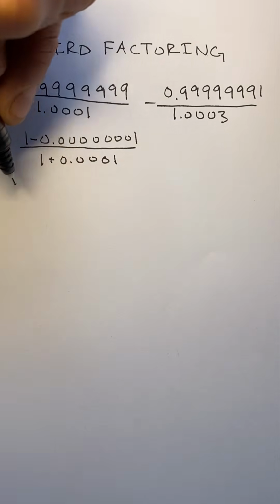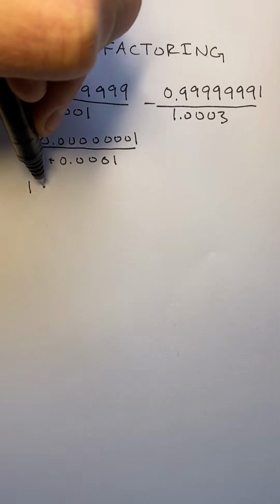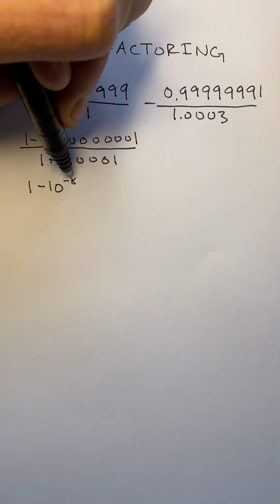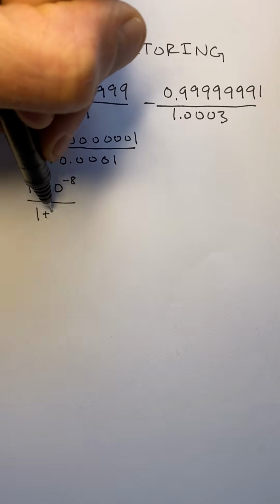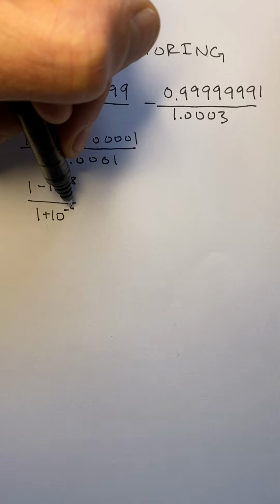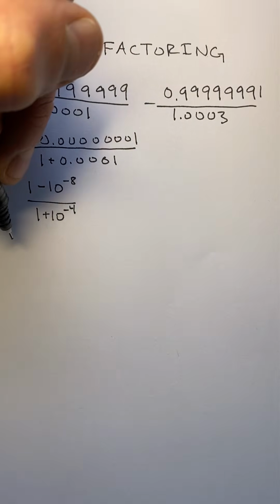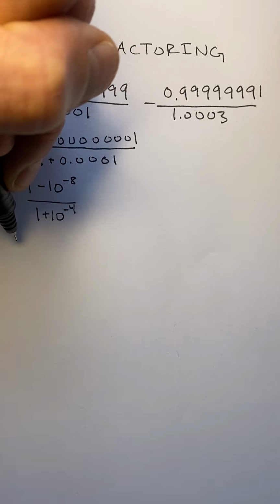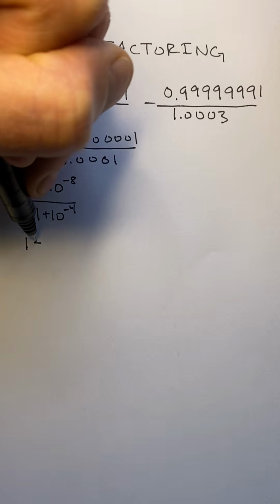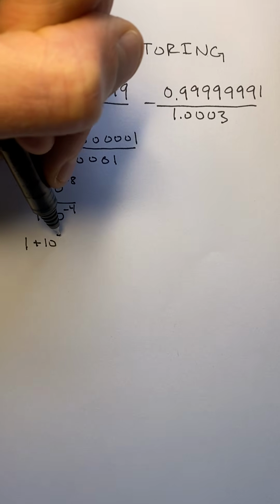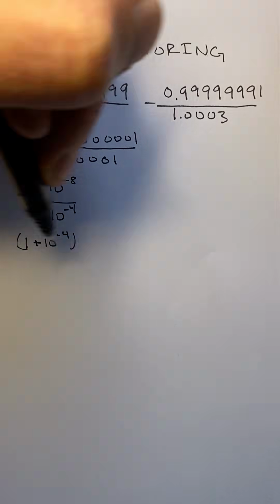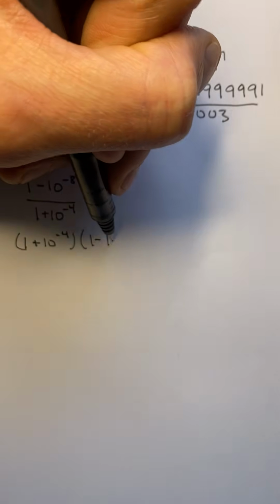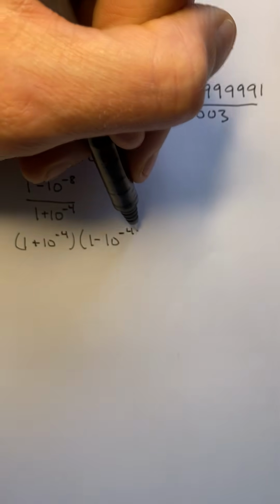0.0001. So if I think about that in scientific notation, that's 1 minus 10 to the minus 8, and that's 1 plus 10 to the minus 4 there. And then that's going to be the 10 to the minus 4. I can factor that out of the 1 minus 10 to the minus 8, because what I'm going to do is just treat that as a difference of squares. So it's 1 plus 10 to the minus 4, and 1 minus 10 to the minus 4, all right?